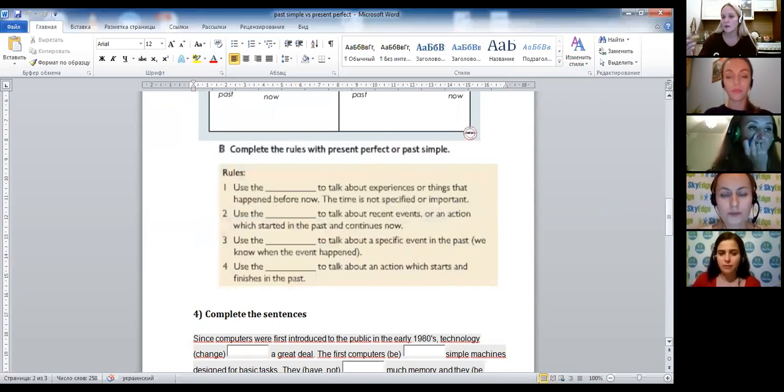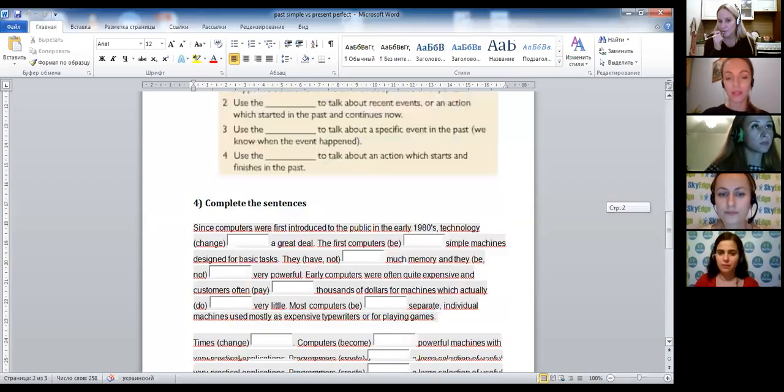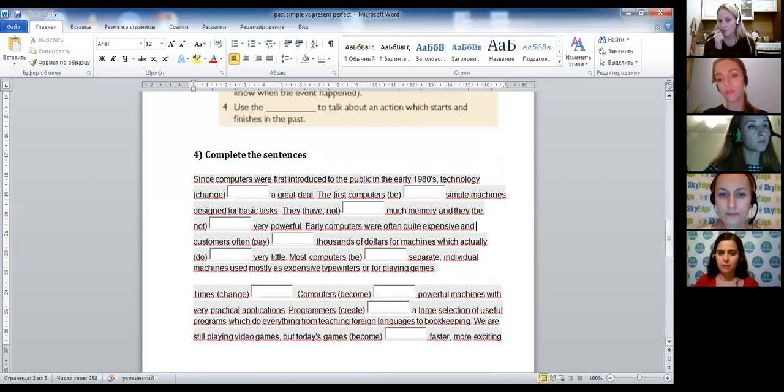Okay, and then the students complete these rules. Yes, I'm sure she can remember. Okay, perfect student. And then my student is supposed to complete the sentences with the present perfect or past simple according to all the rules which were given. And then, okay, so just a second.